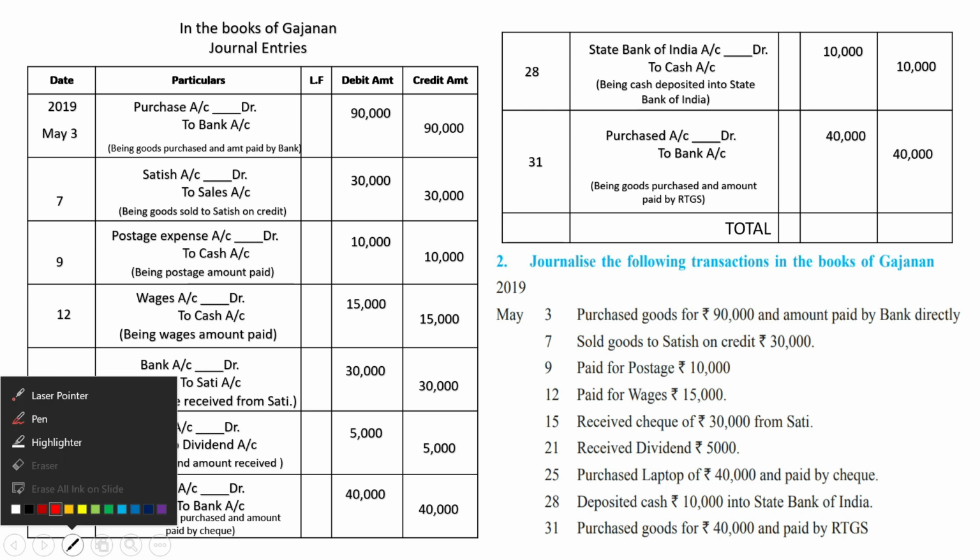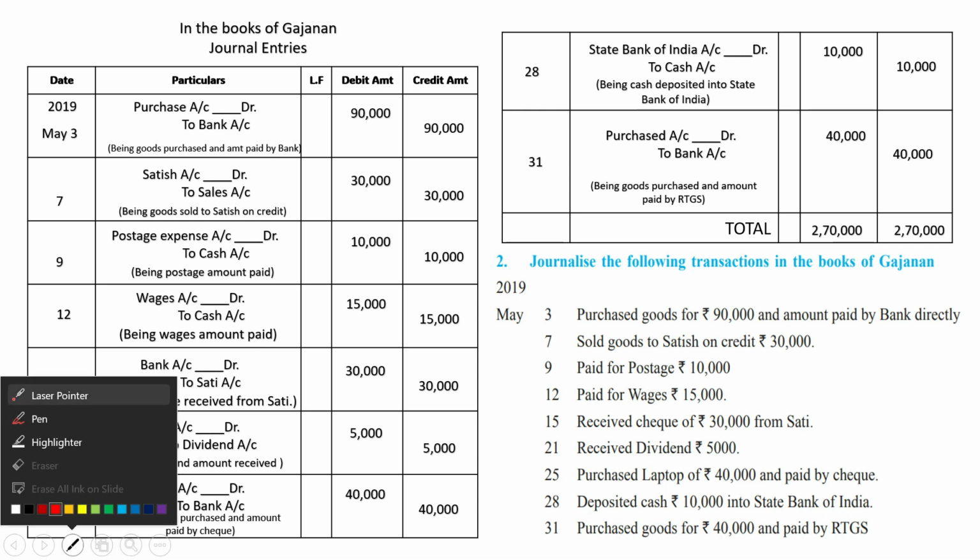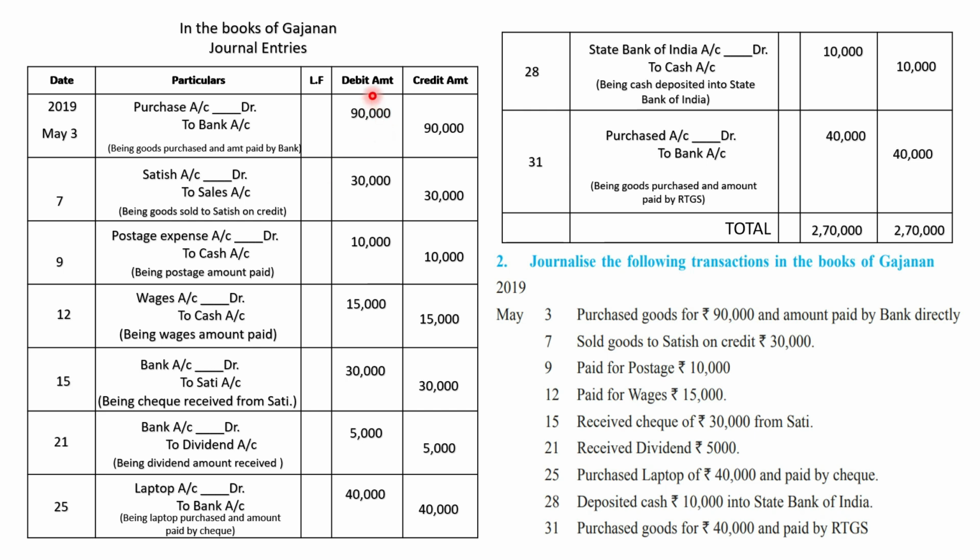Clear? So in this way you have to pass all your entries, and after that what you have to do, very important part, you have to take total of all your debit amount, 90,000, 30,000, 10,000, 15, 13, 30,000, 5,000, 40,000, 10,000, again 40,000. You will get total as 2,70,000, and you will take total of the credit side also, you will get the same amount here. Okay, right? So in this way you have to complete your journal entries.